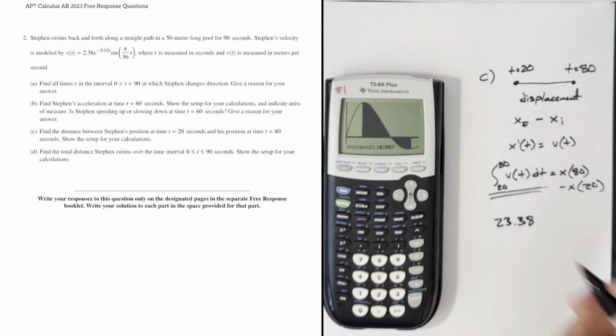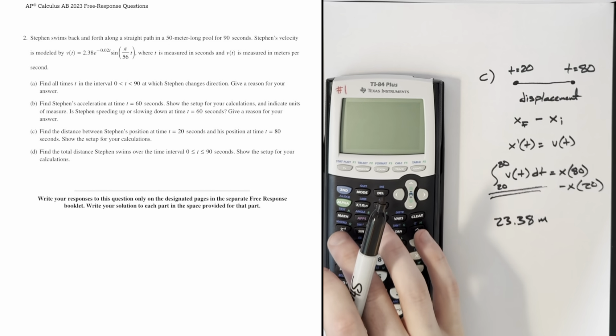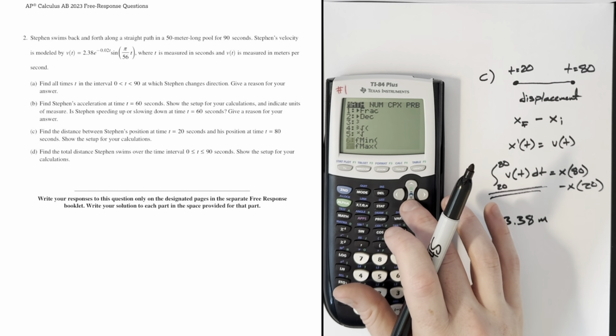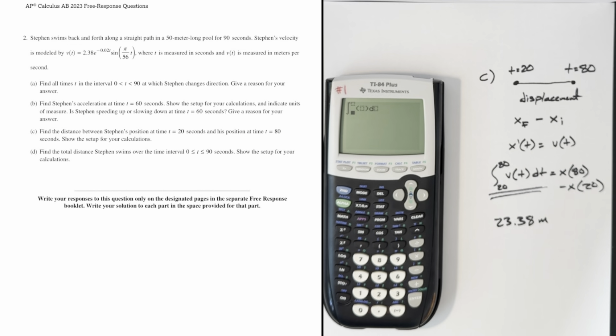And because this is a distance, the units are going to be in meters. And this will be my displacement. Now, this is a great way to do an integral when you already have the function loaded in your calculator. If you wanted a different way to do an integral, you can go to math, go all the way down to number 9, and you can actually plug in a definite integral. I could go from 20 to 80, type in my velocity function and solve, and it would get me the same value. So that is all we got for part C.